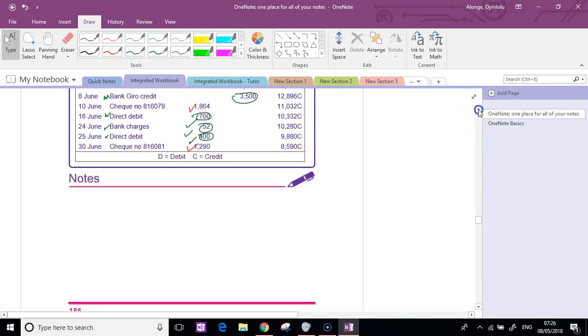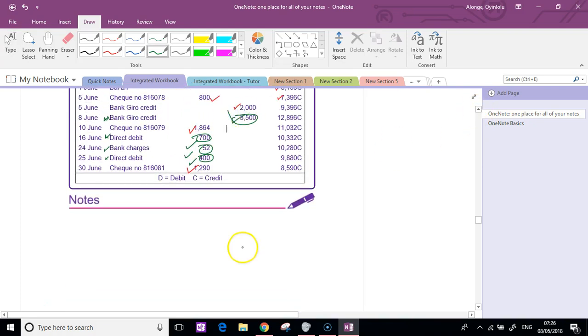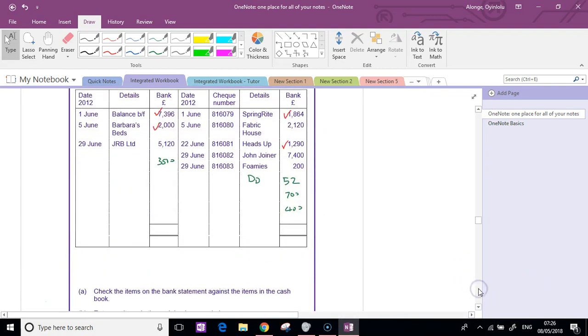And what's the last one? Ticked. Done. So now that I've updated my cash book, my next task, of course, is to find the new balance carried down. This is my new updated carried down balance. Let's just do that very quickly, so that it makes sense if you're watching the full version of this.